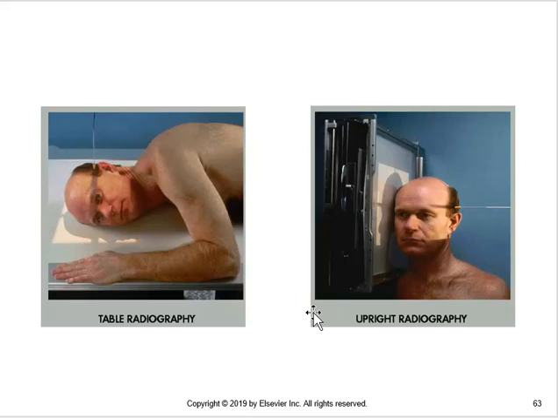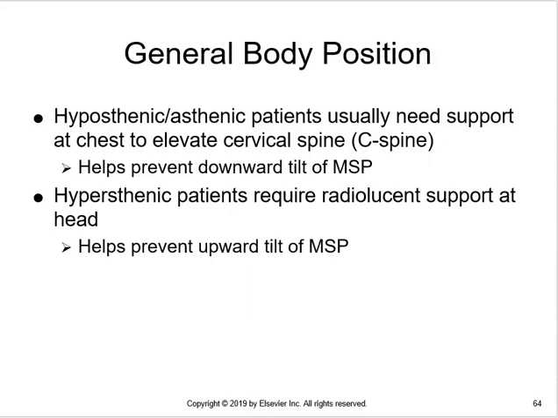But again, if a patient has a history of falls because they got dizzy, it's probably not a good idea to have him upright unless maybe you put him in a chair with a back and arms on it, but certainly don't stand him up. So consider, triage your patient and figure out what the best position for the patient would be based on their history. So if you have a patient who is hypersthenic or asthenic, you may need to support something in order to get them into the positions that you want them to be in.